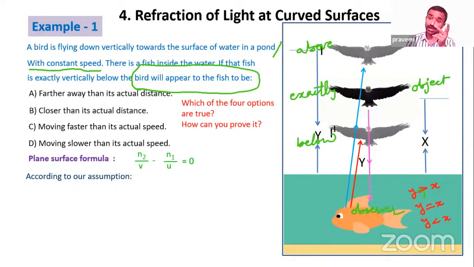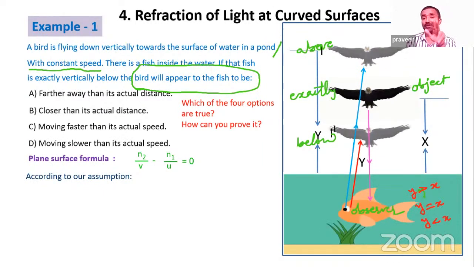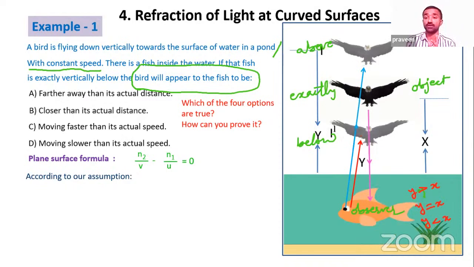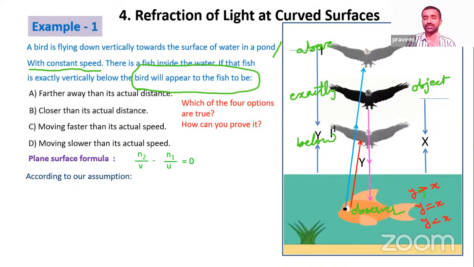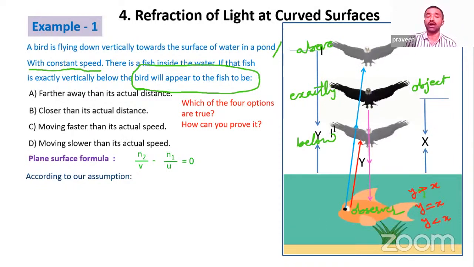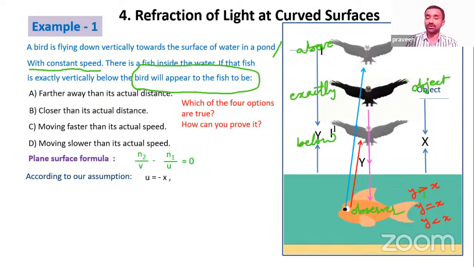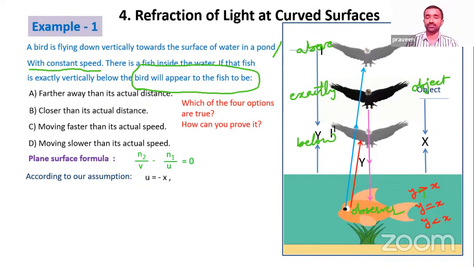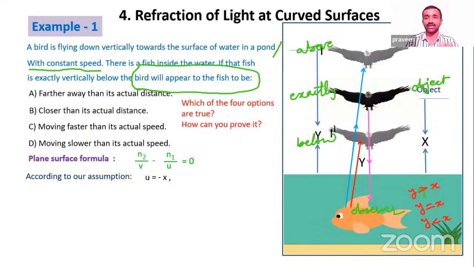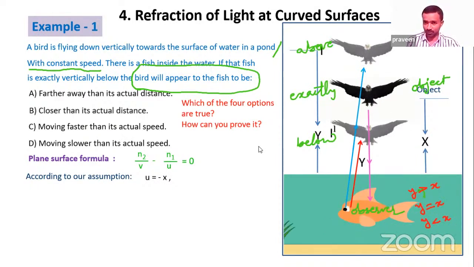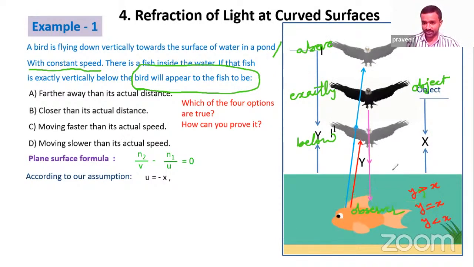For both, I have taken the distance of the image as y. Object distance is x. So here, we can write down our distance parameters: u equal to minus x. Applied rules of sign convention. So here, I will give you a simple logic. According to this, you can take those distances.